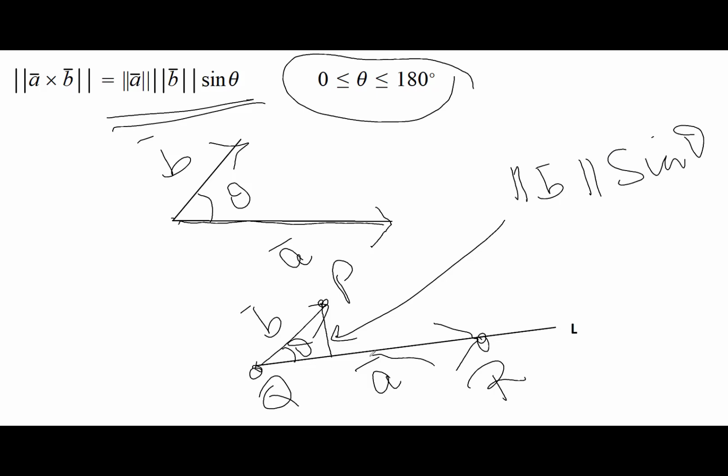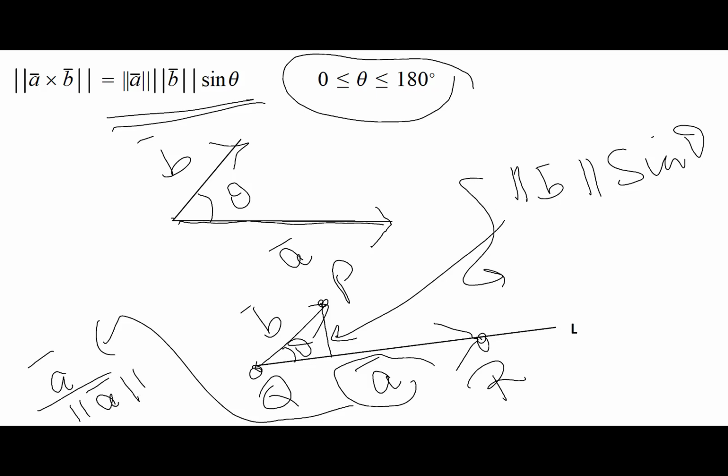Now you can do this. A is a non-zero vector because we took Q and R as distinct points, so we can form a unit vector there, A divided by the magnitude of A. So what you can do here is, if we took A divided by its magnitude, cross the vector B, then what will happen?